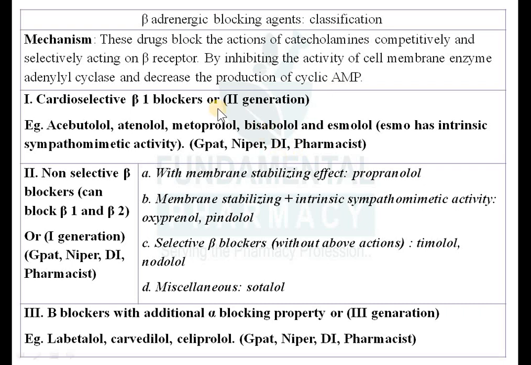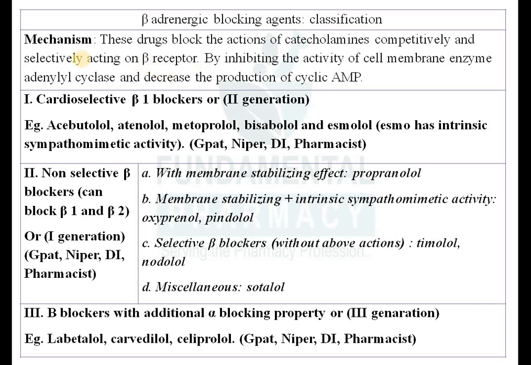Now we'll see the classification of beta blockers, but before that we'll see the mechanism. These beta blockers are drugs which block the action of catecholamines, particularly adrenaline, noradrenaline and dopamine. They competitively block it, and they have selective action on the beta receptor, meaning they do not affect any alpha receptor. Beta specific means beta receptor blockade, not all kinds of receptors.